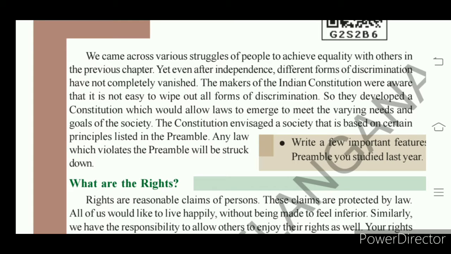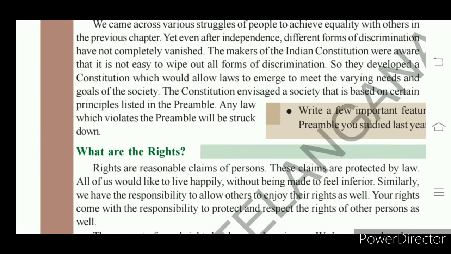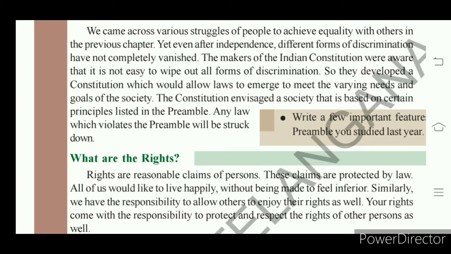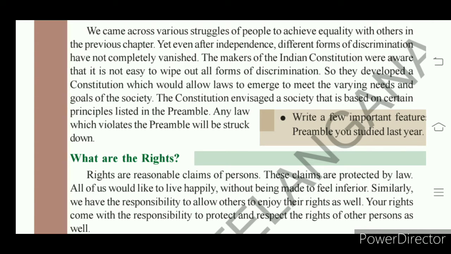The Constitution envisaged a society that is based on certain principles listed in the preamble you have studied in 8th class: socialism, secularism, equality, fraternity, justice. These are certain principles listed in the preamble. These principles should work out in a society. The Constitution stated that Indian society should be based on those ideals given in the preamble.